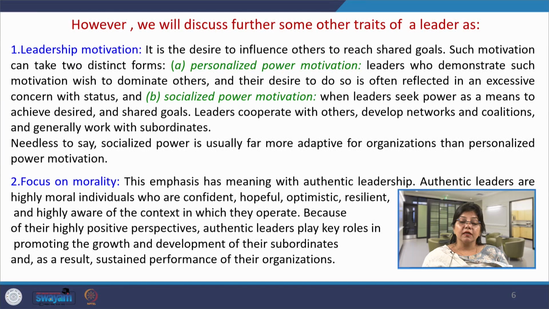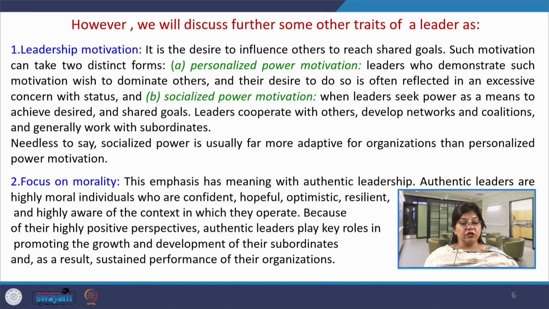So, what is personalized power motivation? The leaders who demonstrate such motivation wish to dominate others and the desire to do so is often reflected in an exercise concerned with status. So, here it is about executing the authority that he has on the team members or the organization. Here the motivation behind that leadership is that he or she is willing to exercise some power on the group members. That means it can sometimes be more coercive or it can be more persuasive.